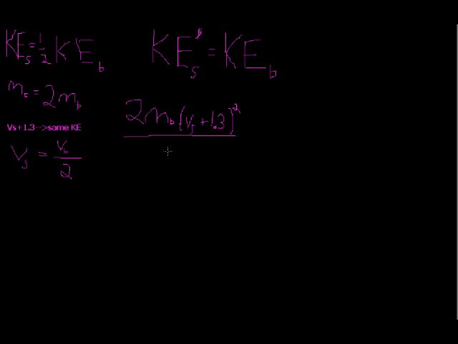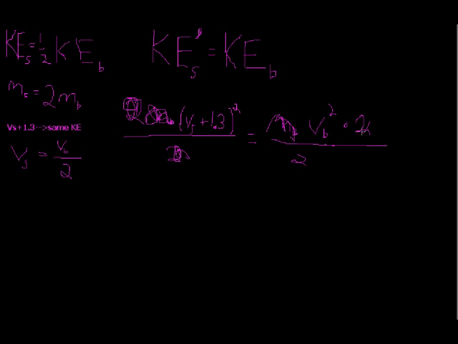And that over 2. Again, the 2s cancel out. And we'll find that these cancel out again too. And that's equal to the mass of the boy times the velocity of the boy squared over 2. Okay, so these MBs cancel out. And now what do we have? Well, let's multiply everything by 2.